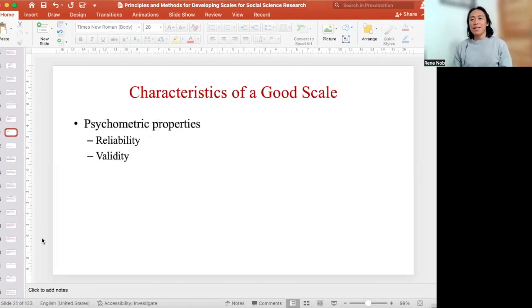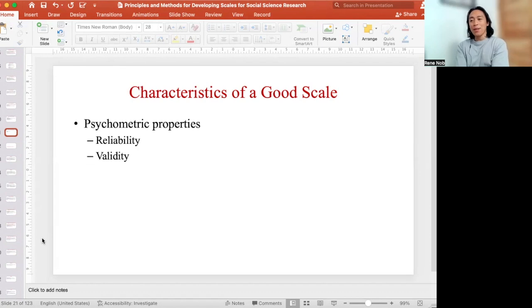All right, so let's now go to the more important set of characteristics for a good scale, and those would pertain to reliability and validity. To some extent, these terms are not very new to us. I'm sure that you've heard of the term reliability and validity before.